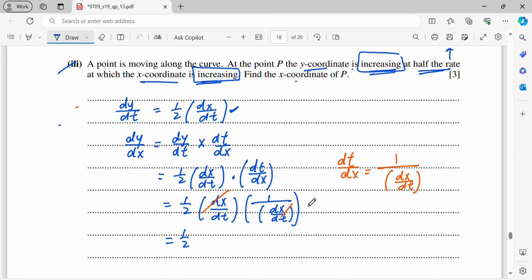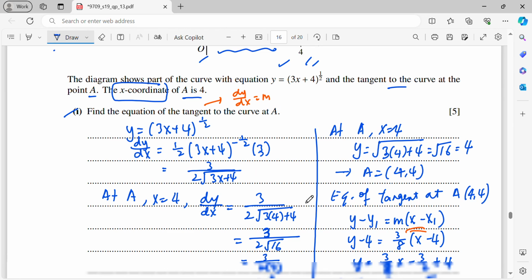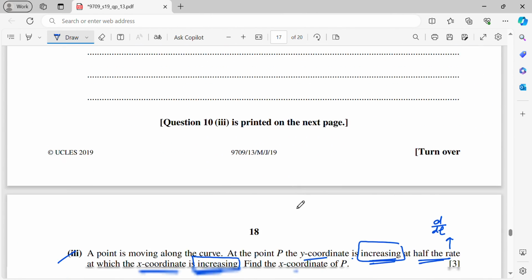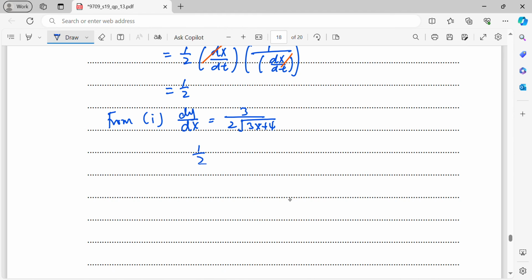Okay, now we have found the dy dx. Go back to the first part. So we have found the dy dx here, so I will let it be half that we have just counted. It means that from the first part, dy over dx is 3 over 2 square root 3x plus 4. Okay, so now I will equate them. So half equals 3 over 2 square root 3x plus 4.